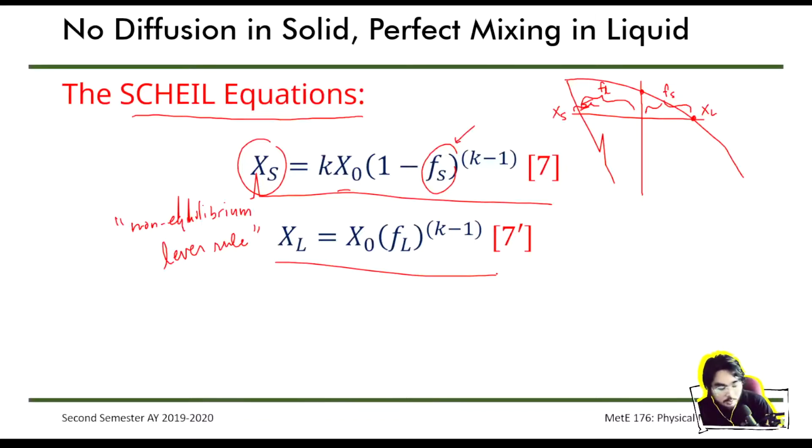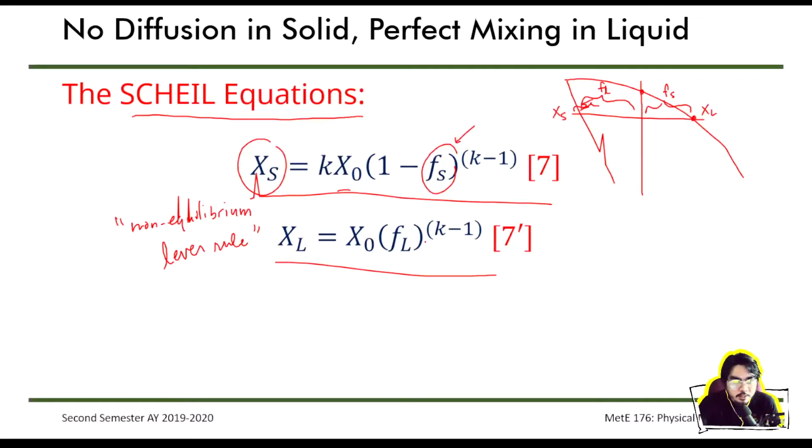Hindi ko alam kung na-explore nyo na yung Thermo-Calc. Pero if you have explored Thermo-Calc, meron actually doon na conditions wherein pwede mo i-input kung equilibrium lever rule yung gagamitin or non-equilibrium lever rule. Tapos i-adjust mo siya tapos mag-iiba yung shape ng phase diagram depending on what you're making, parang cooling curve, equilibrium diagrams or ganyan. So actually pwede mo siyang i-input as a parameter itong si Scheil equations. So it's interesting. Okay?